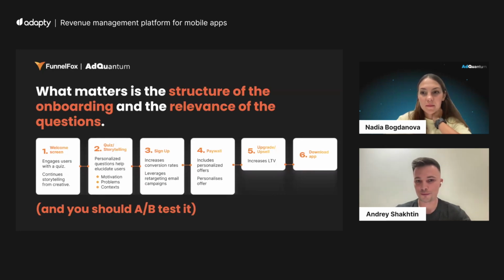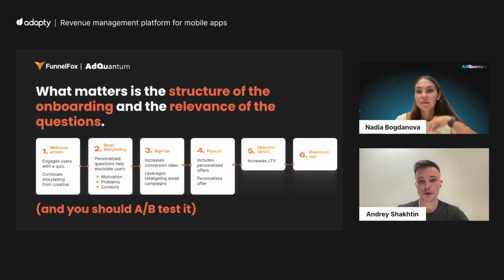And if you look at the funnels, you can see this strong pattern with the structure. Basically, the first screen helps keep the user engaged after clicking the creatives. It keeps their interest and engages them in the quiz. Then starting storytelling, where you can ask personalized questions, dive into user motivation, and use some different mechanics to improve the conversion.